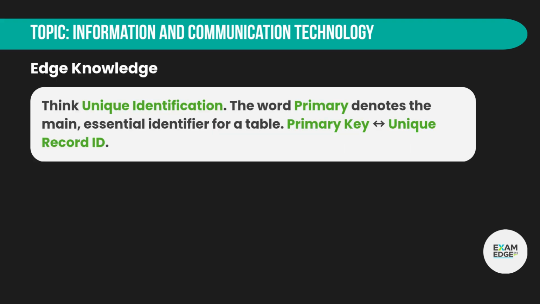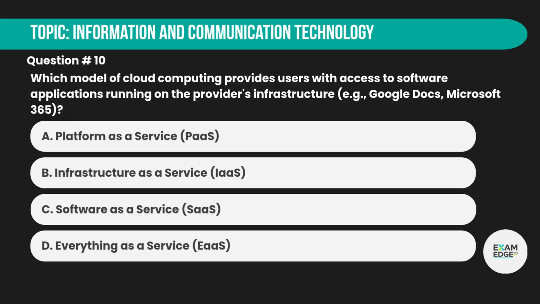Edge knowledge. Think unique identification. The word primary denotes the main, essential identifier for a table. Primary key. Unique record ID. Question number 10. Which model of cloud computing provides users with access to software applications running on the provider's infrastructure, e.g., Google Docs, Microsoft 365?